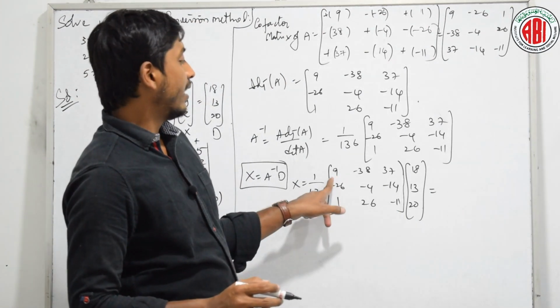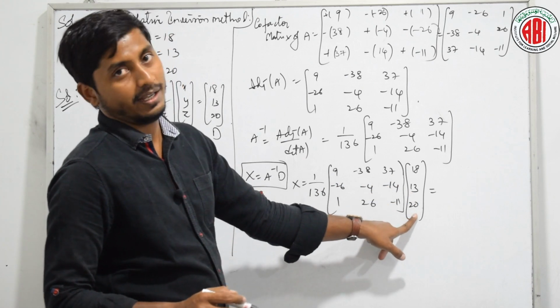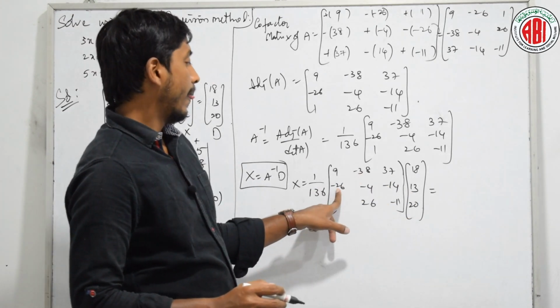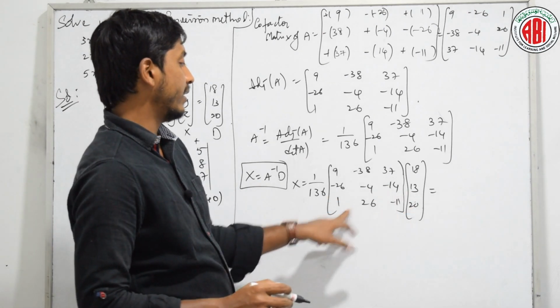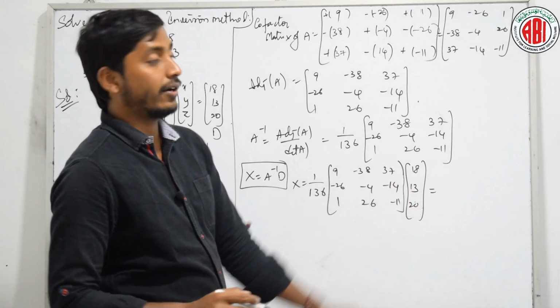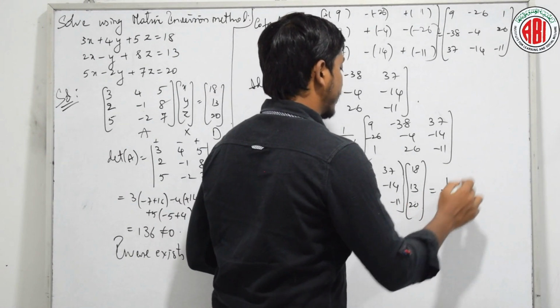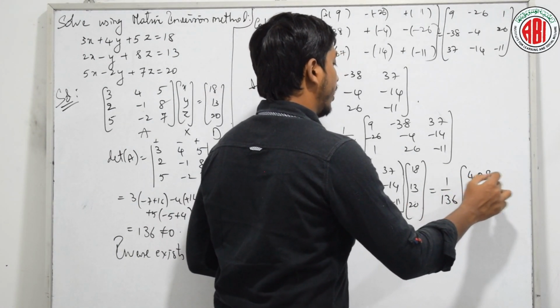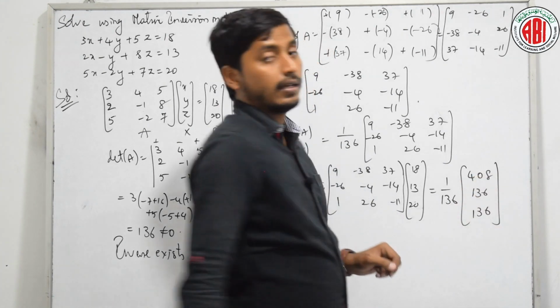Can you multiply? 9 into 18 minus 38 into 13, 37 into 20. That will be one term. Minus 26 into 18 minus 4 into 13 minus 14 into 20. Then 1 into 18, 26 into 37, 11 into 20. If you do that, you will get 408, 136 and 136. Is it clear?